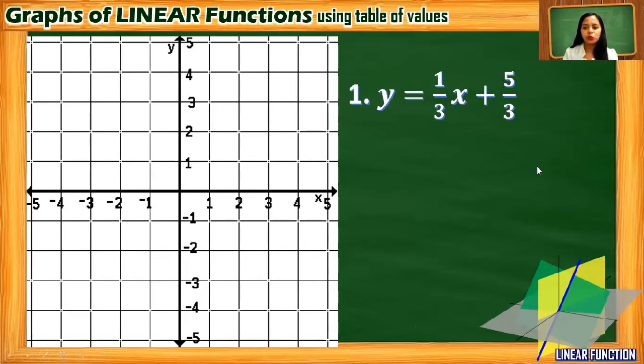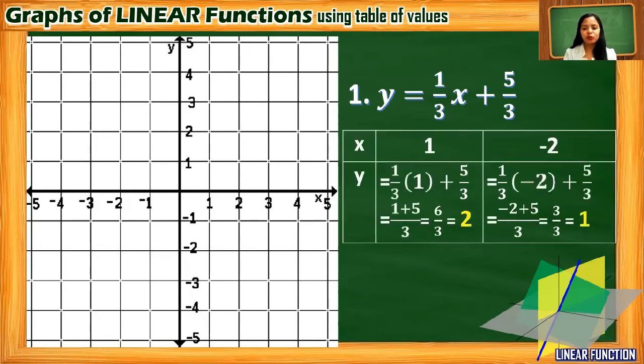So first, we need to find the value of x and y. And here, we suppose to have values of x, 1 and negative 2. So for us to find the value of our y, we substitute this value of x into the function. And if we are going to simplify this function, we can come up with the value of y is equal to 2. And for the value of x that is equal to negative 2, the value of our y is equal to 1. So we have the points (1, 2) and (-2, 1).